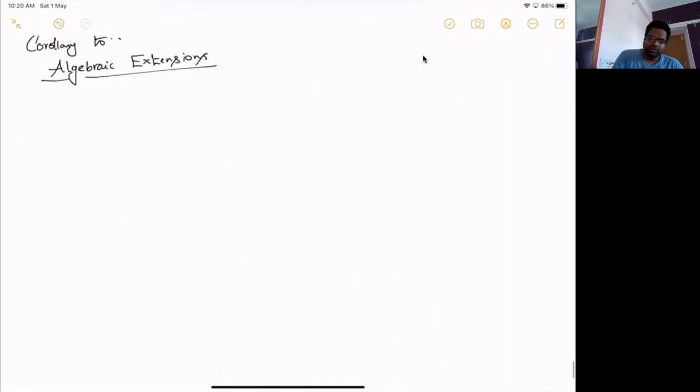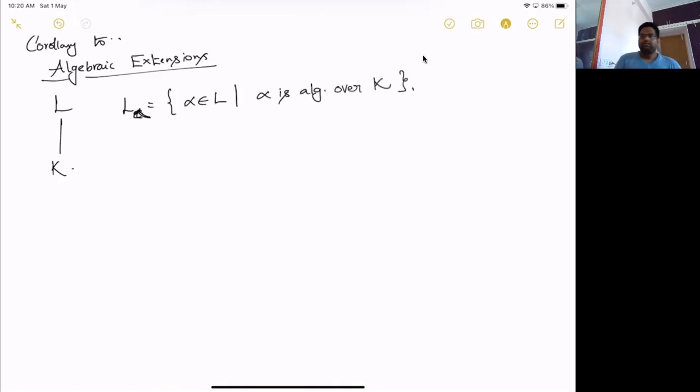Okay, so let L over K be an extension, maybe infinite, doesn't matter. Let L sub A consist of all those elements in L such that alpha is algebraic over K. The claim is that L sub A over K is a field extension. That means L sub A is a field. A stands for algebraic.